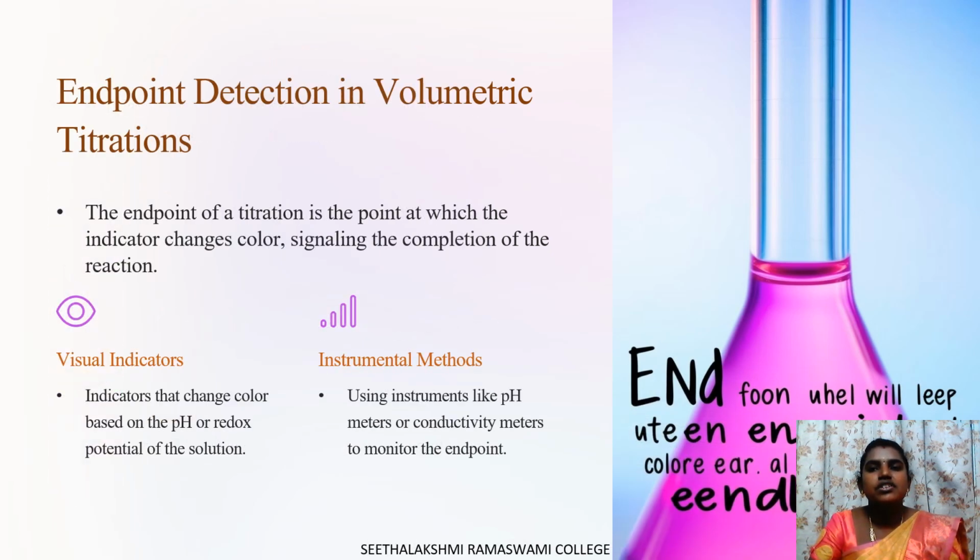Once the titration is started, how can we find out the endpoint? By using specific indicators, we can identify the endpoint. Endpoint means the color change, which indicates the completion of the reaction. In the normal method, visual indicators are used to see the color change of the solution. In the instrumental method, instruments such as pH or conductivity meters are used to determine the endpoint.